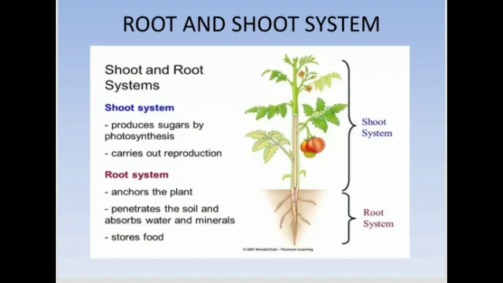ground. So, as shown in the picture, a flowering plant consists of two main parts. They are root system and shoot system. The plant part which is above the ground is called shoot system, and the plant part which is below the ground is called root system. So let us see in detail.